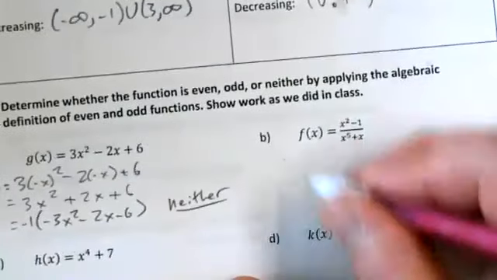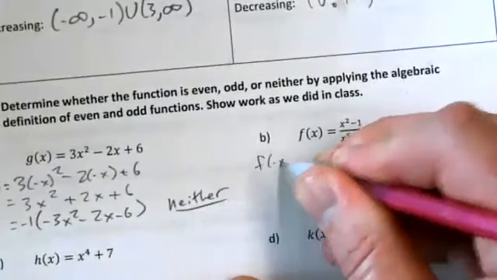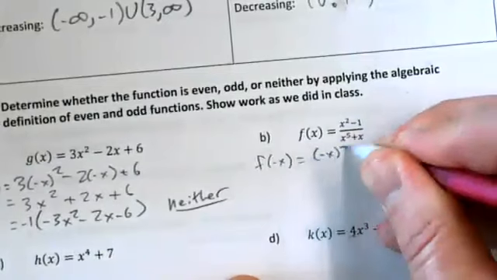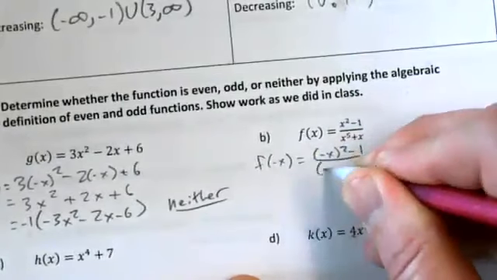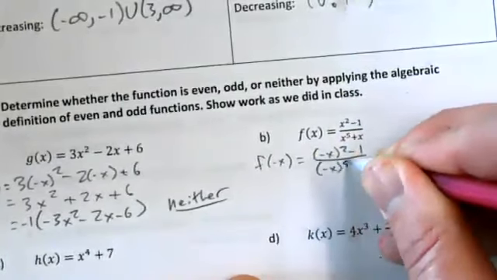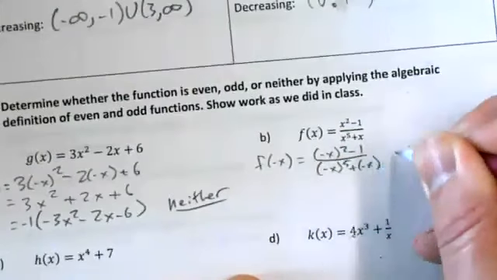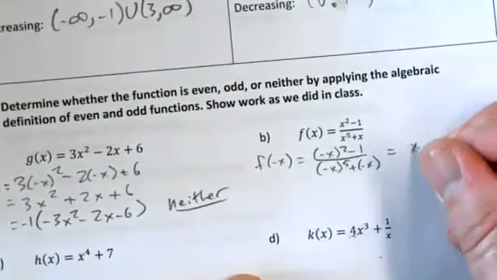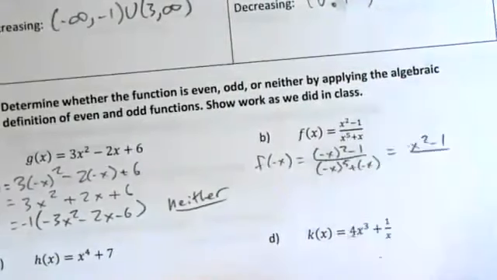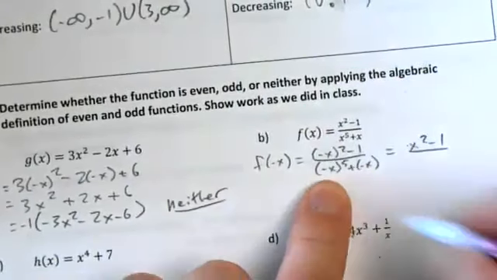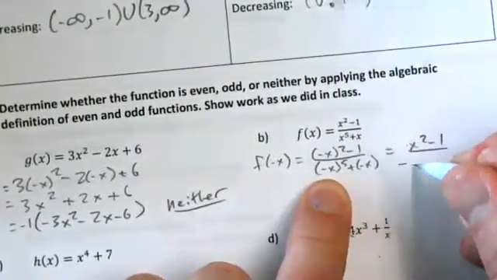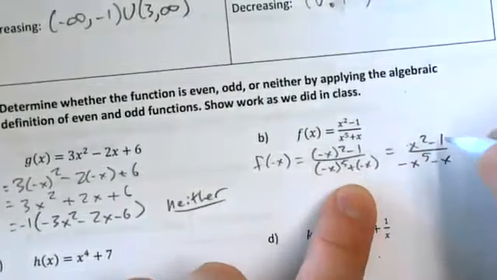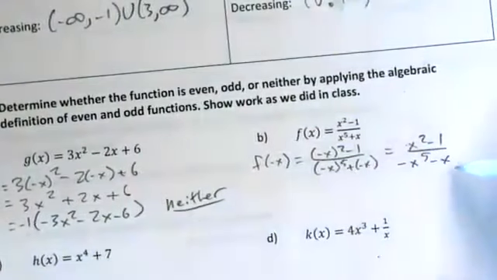All right, starting with f of negative x. So we've got negative x squared minus 1 over negative x to the 5th plus negative x. All right, this negative is going away, so that's just x squared minus 1. That matches on the top. On the bottom, that's going to be negative. Positive times a negative is going to be a minus x. So it's not even because the denominator does not match.